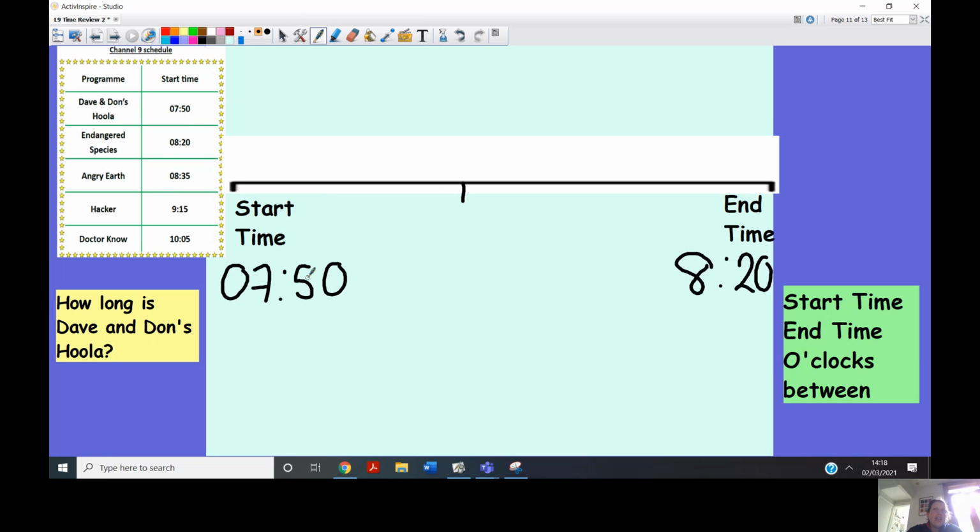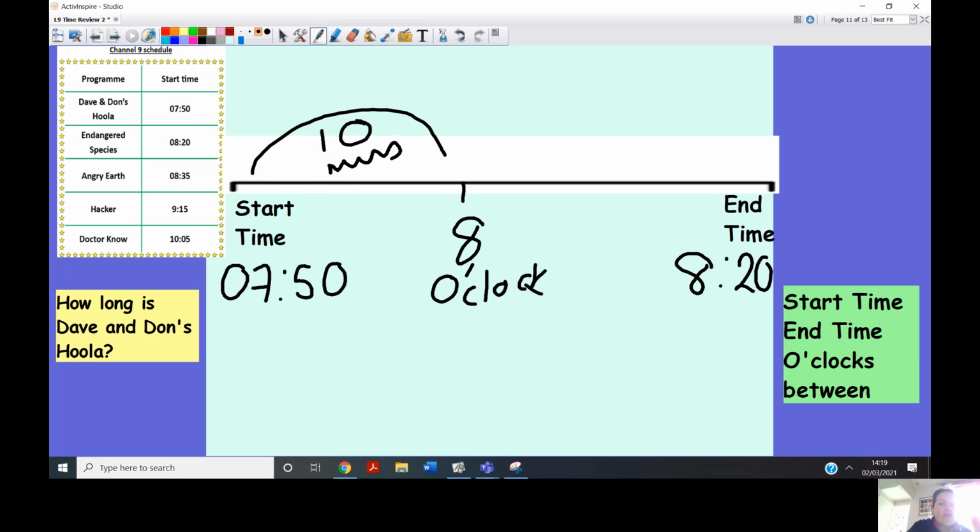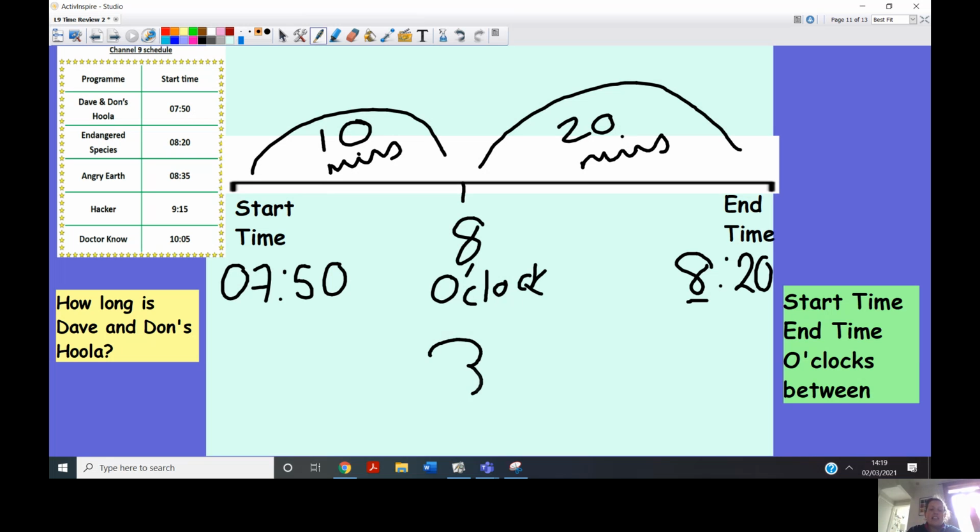So 7:50, well, I know that there's 60 minutes in an hour, and 7:50 is the same as 10 to 8. So my next hour is 8 o'clock, and it's going to take me 10 minutes to get there. Then I need to get to my end time, which, look, is in the same hour. So I just need to add on how many minutes. That is 20 minutes. Perfect. So my answer is 10 add 20 is 30 minutes. Dave and Don's hula is 30 minutes long. Perfect. Start time, end time, and use your o'clocks in between as your signpost.